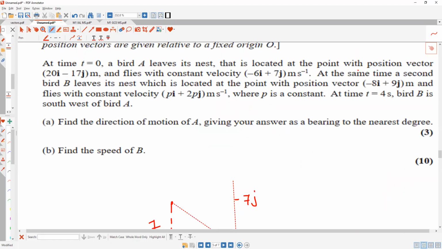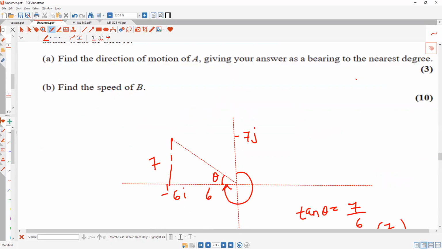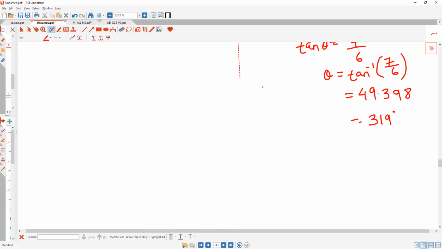But what is the one hint which they gave, which is completely similar to the previous sum? Southwest. There also it was southwest. So let us draw that just like before. But before drawing southwest, I need to know the equation for A and the equation for B. Then I need to subtract them.